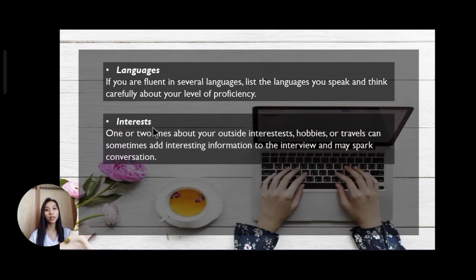Then next is your interests. So you have to include your interests, hobbies, or travels. And if you have the same interest with your interviewer, then it may spark a conversation that can be an advantage to your job application and can be a factor in the decision making of your interview.